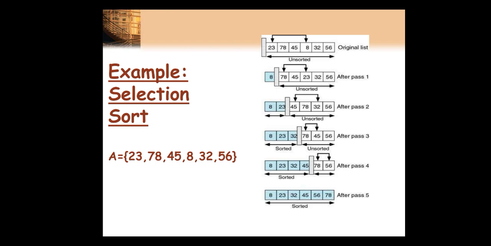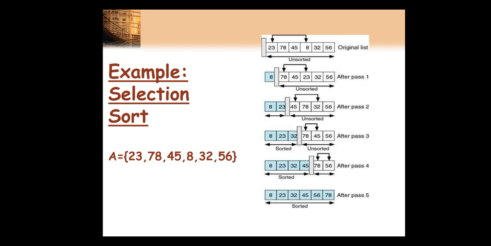So we swap these two elements. 78 goes to the place of 23 and 23 goes to the place of 78. So after the second pass we get two elements at their proper positions. So we get the second smallest element at the second position after the second pass.